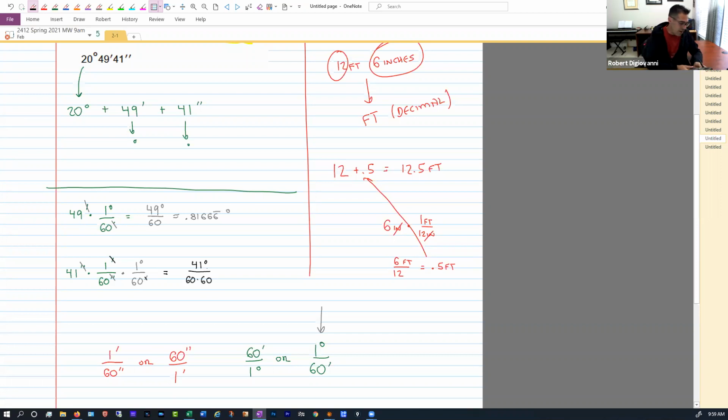So we do this on our calculator. And I'm getting approximately 0.01138888. Looks like it's repeating.